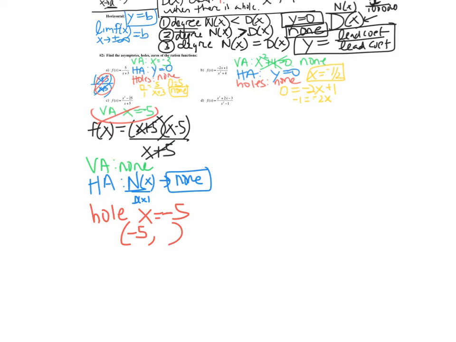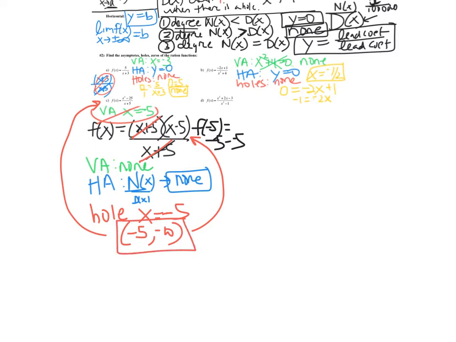Well, you can't go back and plug it into your original equation here because you'll get 0 over 0. But you can plug it in here where you've gotten rid of the 0 over 0. So you plug it into this right here, and you get f of -5 equals -5 minus 5, which would give you -10. So the hole in the graph would be at the point (-5, -10).